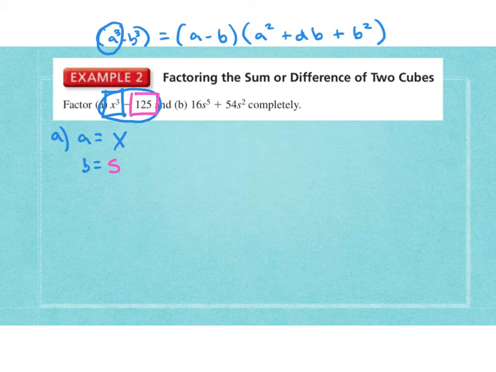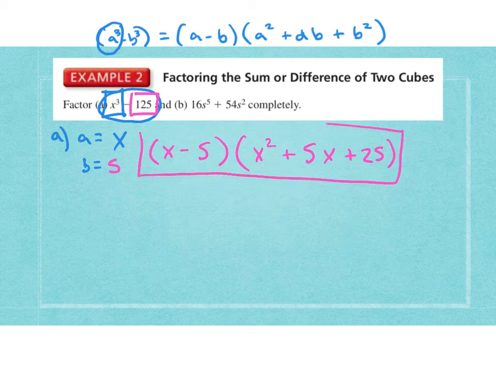Now we take our a and our b and plug it in. So first we start with a minus b. So what would that be? x minus 5. And then a squared, so x squared, plus a times b, 5x, plus b squared. What's 5 squared? 25. So that would be 5 squared, which would just be 25. So this is as far as we can factor it.